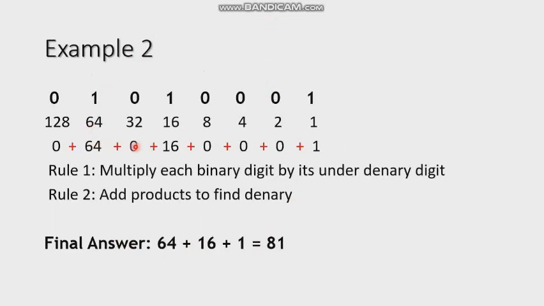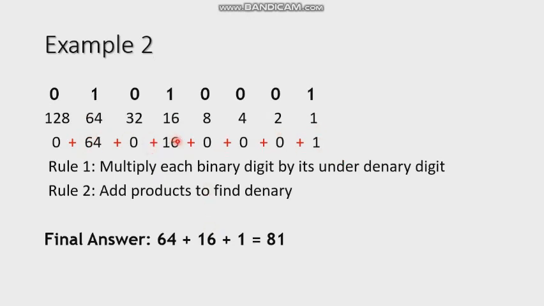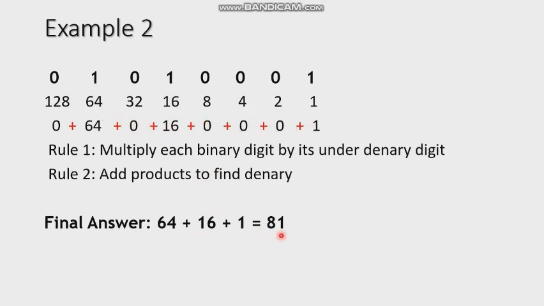Example 2, you multiply the binary with denary, and then you get this. 0 times 2, 0, 0 times 4, 0. So then here we see that the numbers that came out were 64, 16, and 1. So you actually just add up these numbers, and then that is your answer. Do you guys understand? Yes. More or less, yes. Okay, so here is a quiz for you guys.